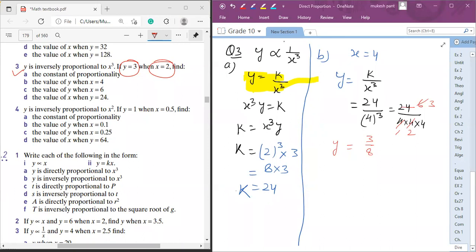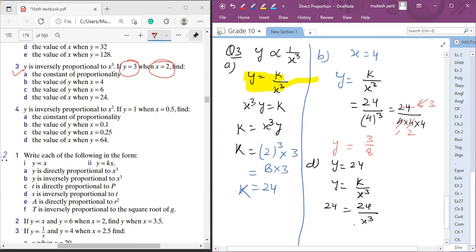Okay, part D. So in part D, we can see y equals 20, y equals 24 we have, and we have to find out x. Okay, so write the equation, no problem. y equals k over x cube. Okay, so y means 24, k is also 24. So amazing.